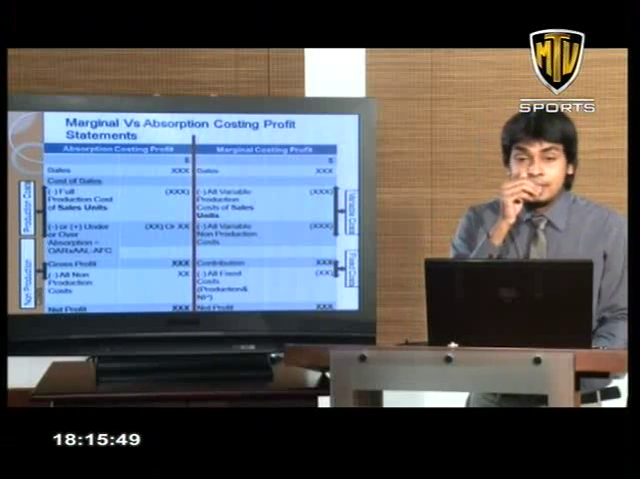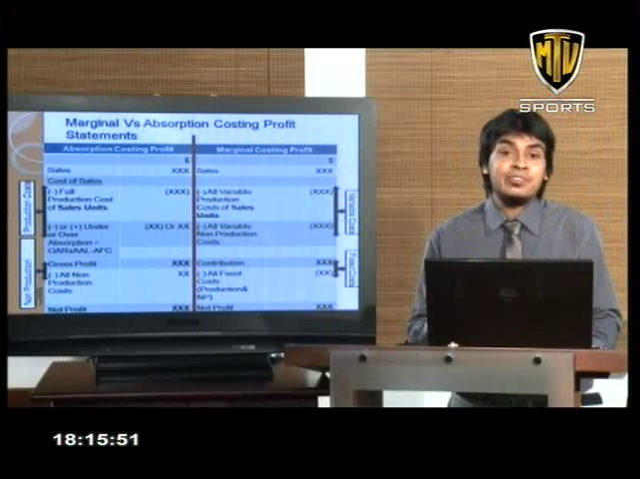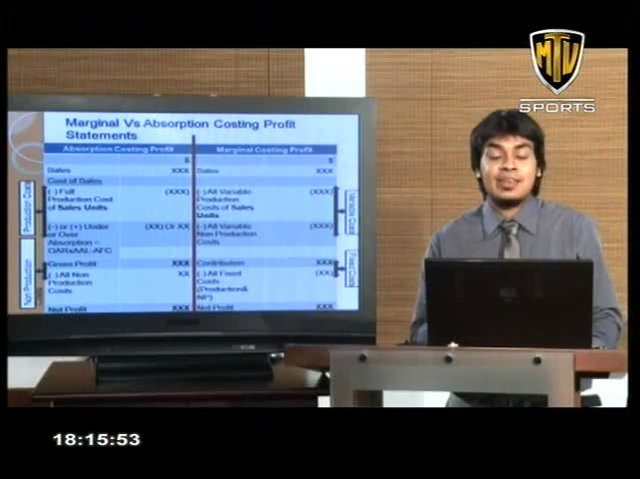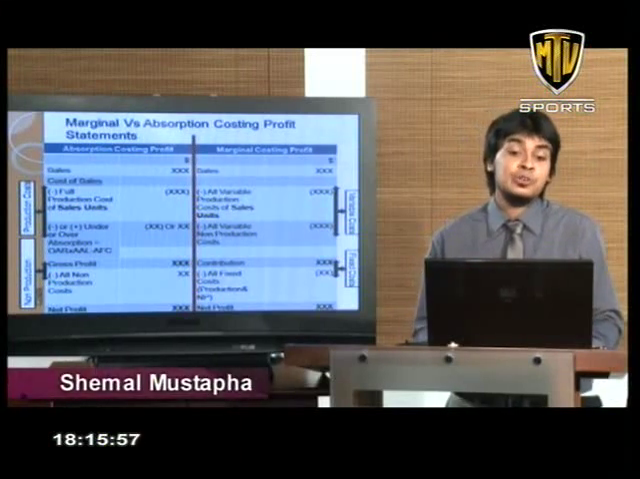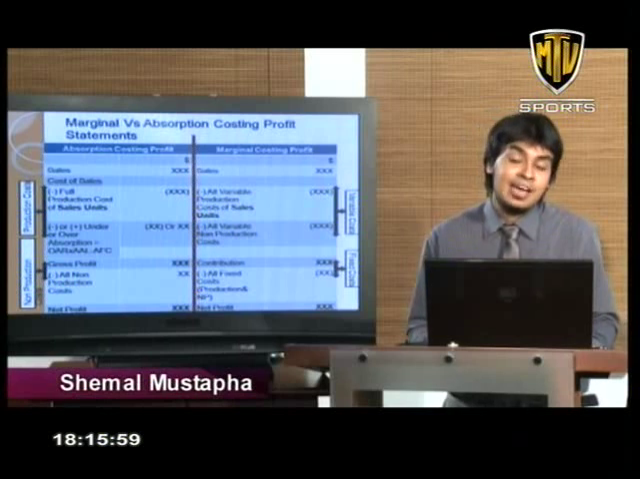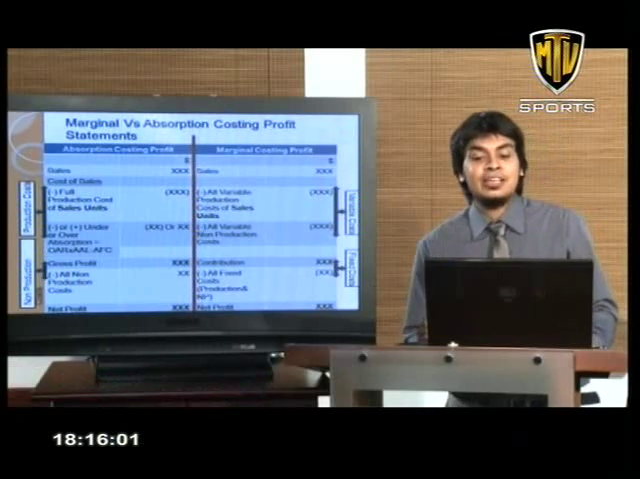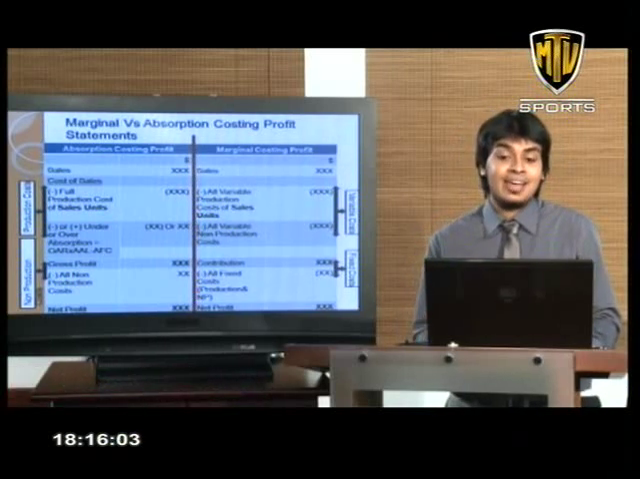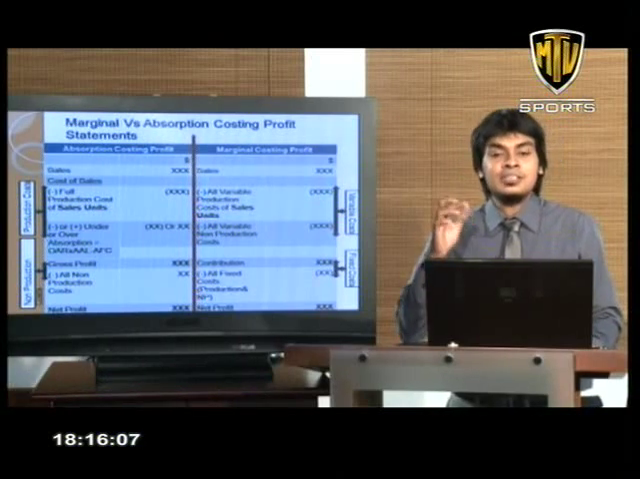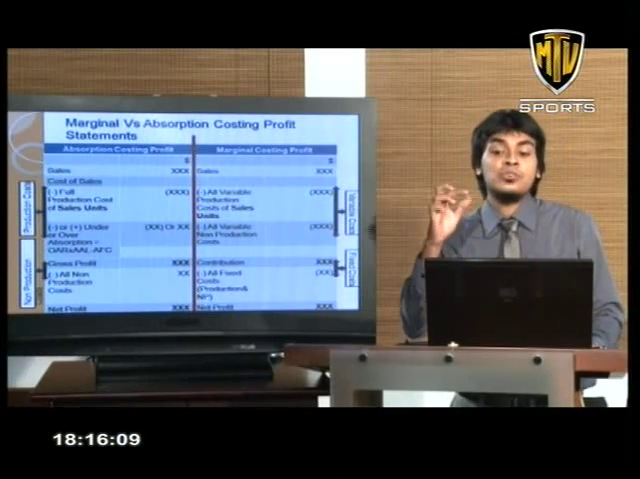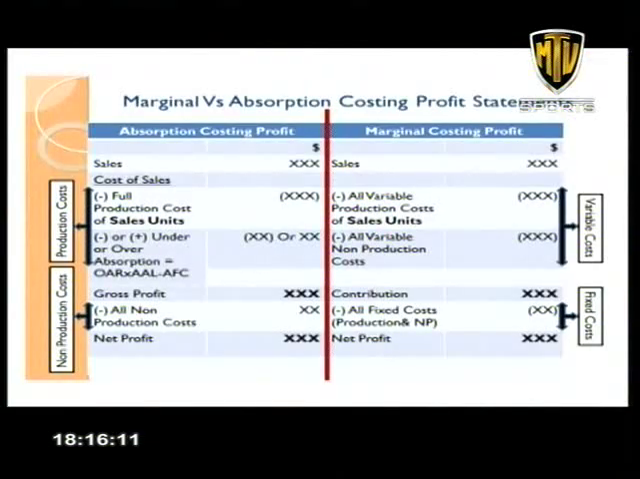So we were discussing how to prepare profit statements under absorption costing and marginal costing. Before the break, we identified how we are going to prepare a profit statement under absorption costing. So now let us identify how to prepare a profit statement under marginal costing. As I mentioned earlier, a marginal costing profit statement comprises two segments: your variable cost, and then your fixed cost.